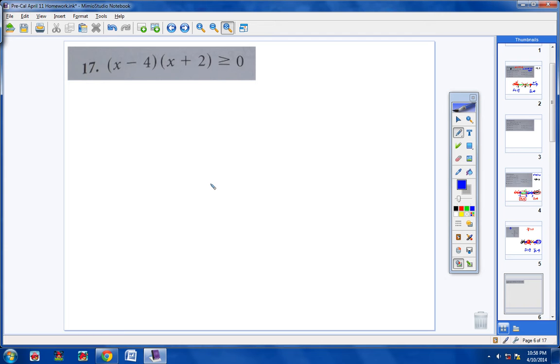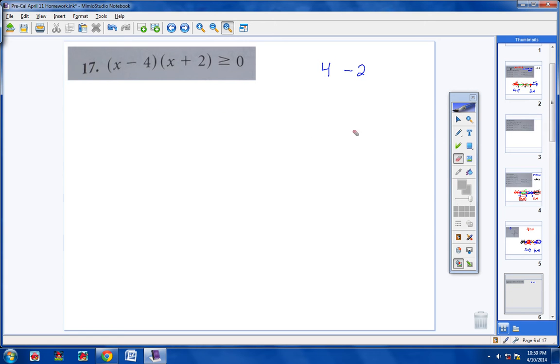Okay, they want us to solve this inequality. So step 1 is to rewrite it with an equal sign. So next we would write x minus 4, x plus 2 with an equal sign, and then we're going to solve it. However, when you go to solve this, notice it's already factored for you. This is so easy. So we know the number that satisfies this parentheses would be a positive 4, and the number that satisfies this parentheses here would be a negative 2. So there's your two critical values, 4 and negative 2.